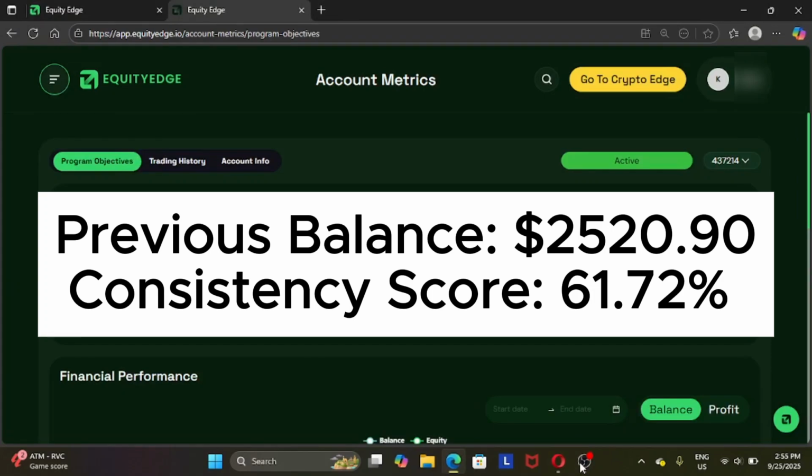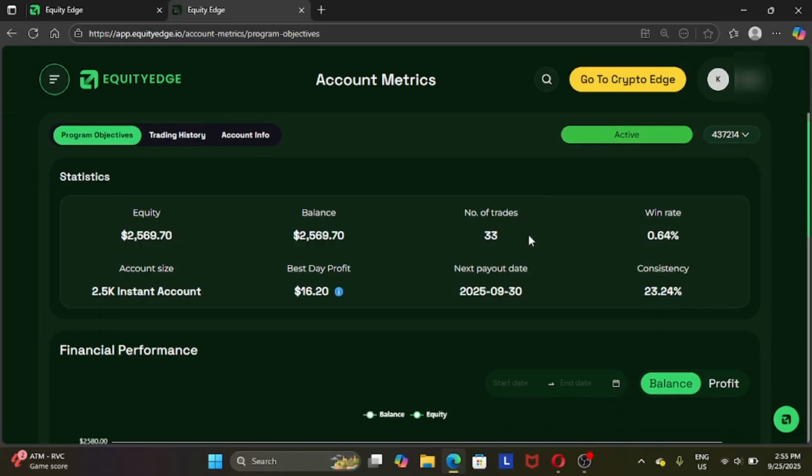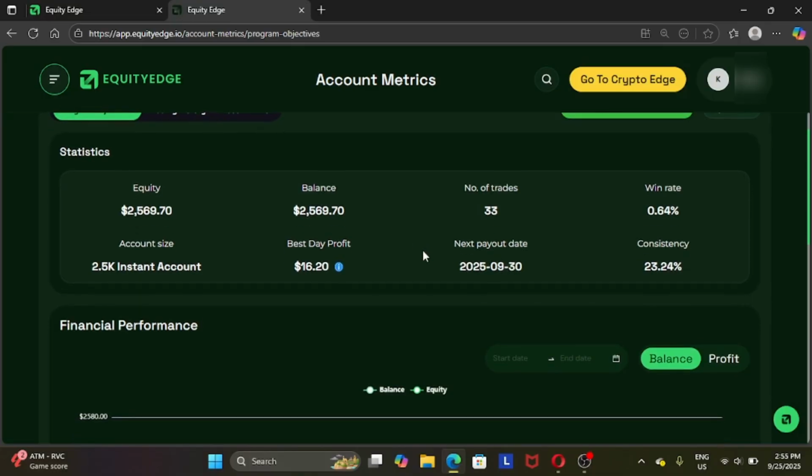Right, welcome to episode 3, an update on my instant 2.5k Equity Edge account. As seen in the previous balance, we were at 2,520 and we had 23 trades. Now we have 33 trades, and the balance now is 2,569.70. Maybe I should have got 30 cents somewhere so that it can be 2,570, but it's not.